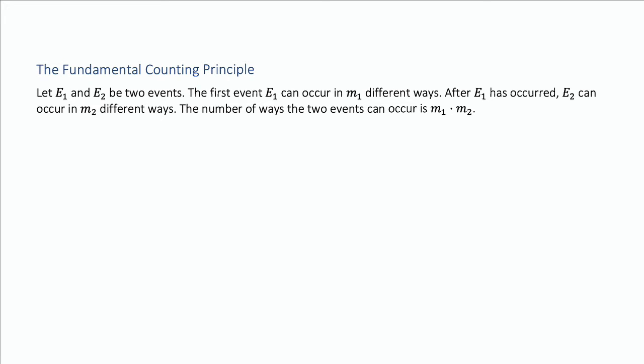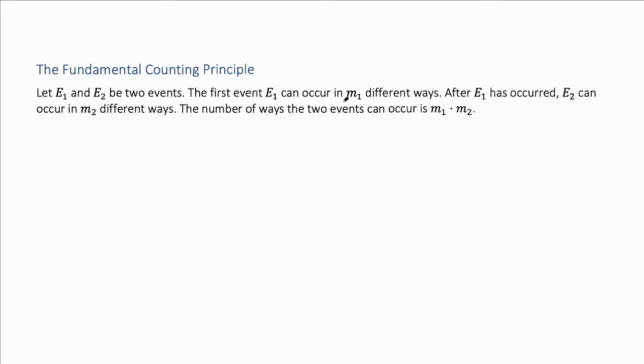When counting how many ways combinations of events can occur, we have the fundamental counting principle, and a lot of different counting applications come back to this principle. This principle is stated here in terms of 2 events, but you can actually extend it to as many events as you want. So if you have 2 different events, E1 and E2, we look at the number of ways that each of those events can occur.